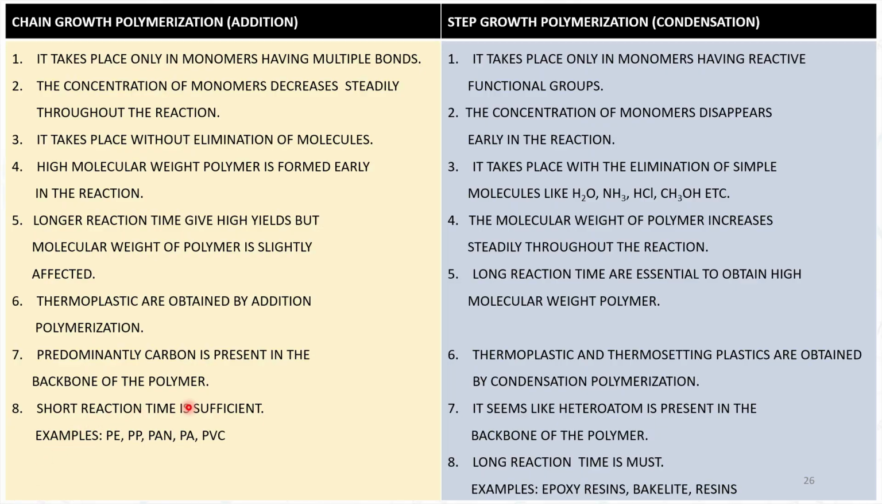Please remember, the last thing is that a shorter reaction time is sufficient to get high molecular weight polymers. Polyethylene PE, polypropylene PP, polyacrylonitrile PAN, polyvinyl acetate PVA, right, and PVC, polyvinyl chloride, can all be prepared by addition polymerization. And in condensation polymerization, a long reaction time is needed. Examples are epoxy resins, epoxy coatings, and bakelite, which can be prepared by this step growth polymerization.